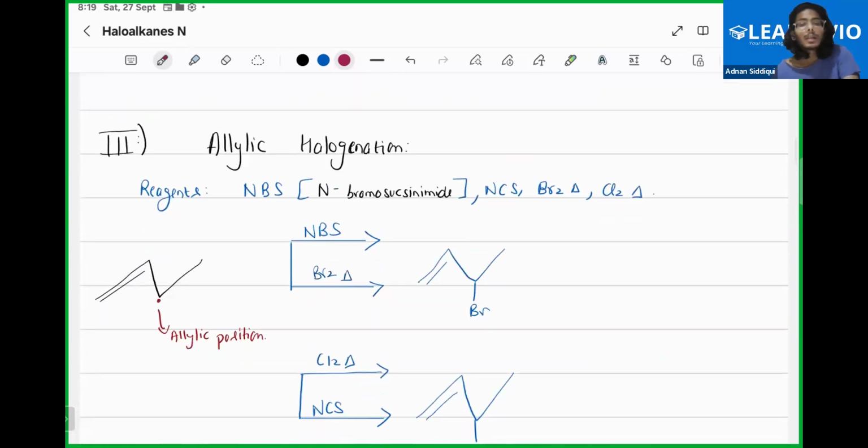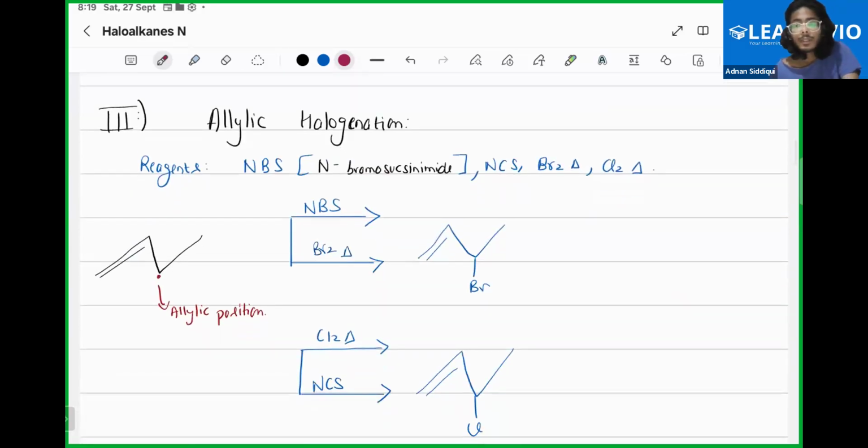Now, the third preparation method. Can you tell me the first two methods by which we have prepared haloalkanes? The first one was alcohols. We started with alcohols. We had 5 or 6 methods. Then we jumped to the alkanes. From alcohols and alkanes, we have prepared haloalkanes. The third category is allylic halogenation. We will start with an allylic compound basically.